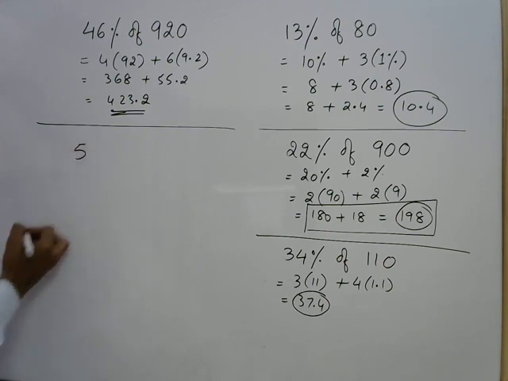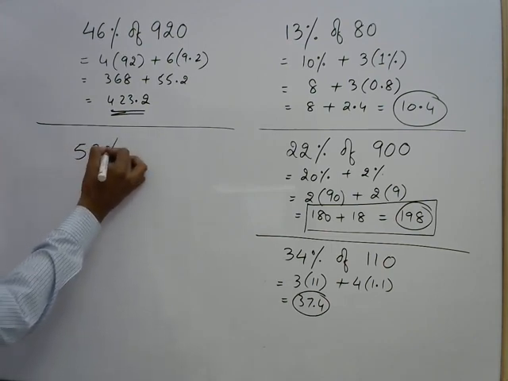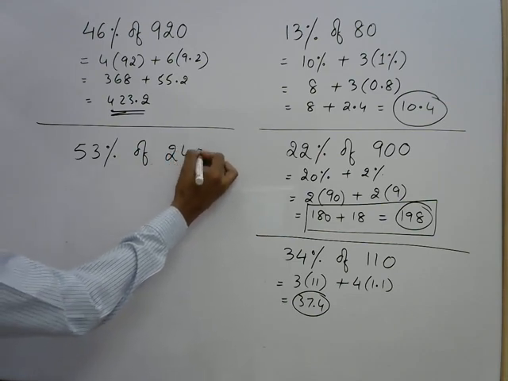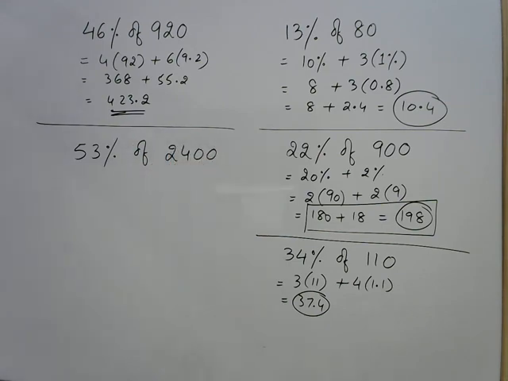Say, 53% of 2400. Okay, students, 53% of 2400. Let's have this one now. 53% of 2400. Okay, Rahul again there, 1272. Okay, it seems to be correct.